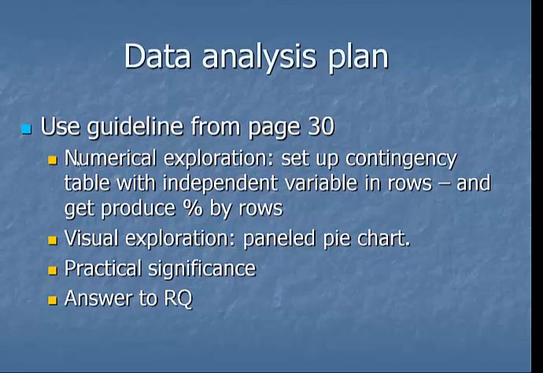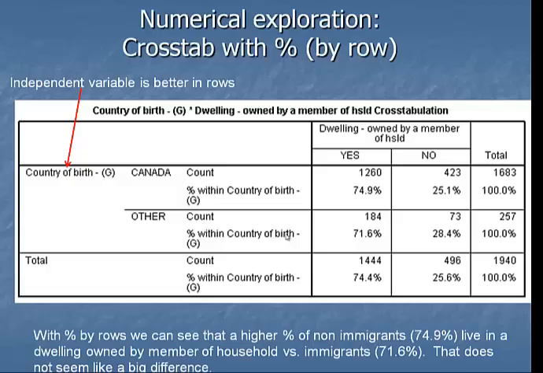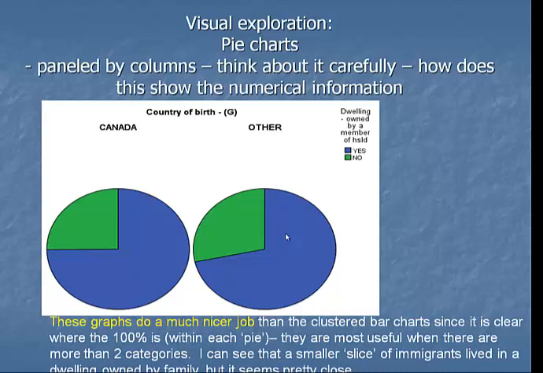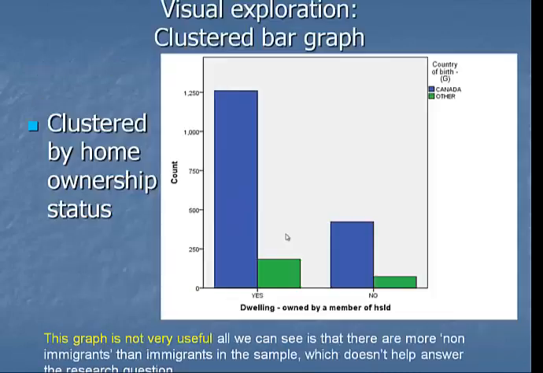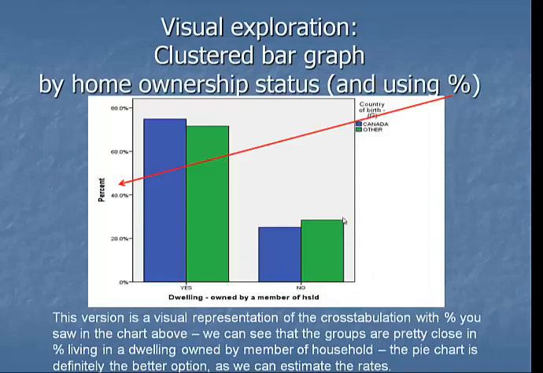Based on the guideline of page 30, we go through numerical exploration. We do visual exploration, practical significance, and then answer the research question. In this short SPSS lesson, we will be simply going through the numerical exploration and the visual exploration, producing a paneled pie chart, producing a contingency table. And this is what our goal is. So this is our contingency table. Our goal is to produce this contingency table and this paneled pie chart. We discussed in class the bar charts, so those we will not discuss in this lesson.